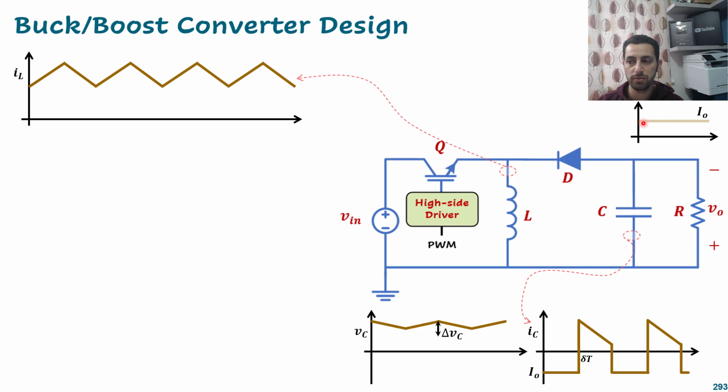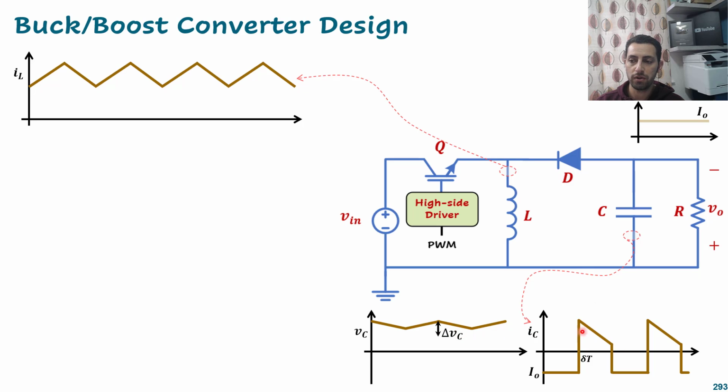That's why we assume the current is constant always, because it has a supply during the on time and off time. So if we have that current leaving that capacitor, that means it's negative, and during the off time the current will come from the inductor and charge that capacitor in that portion.